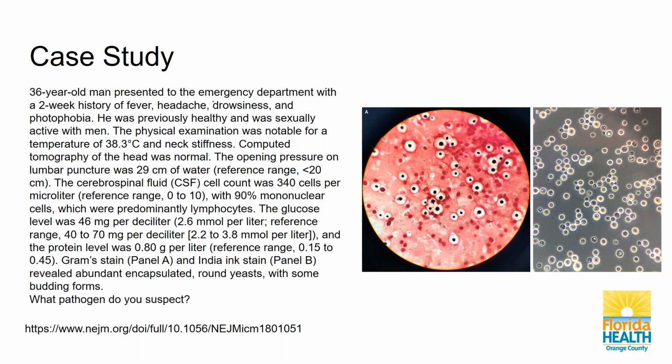0.15 to, oh wait, what? Oh, sorry, that was the reference range. The gram stain, which is panel A, this panel, and India ink, panel B, the panel on this side, revealed abundant encapsulated round yeast with some budding forms. What pathogen do you suspect?